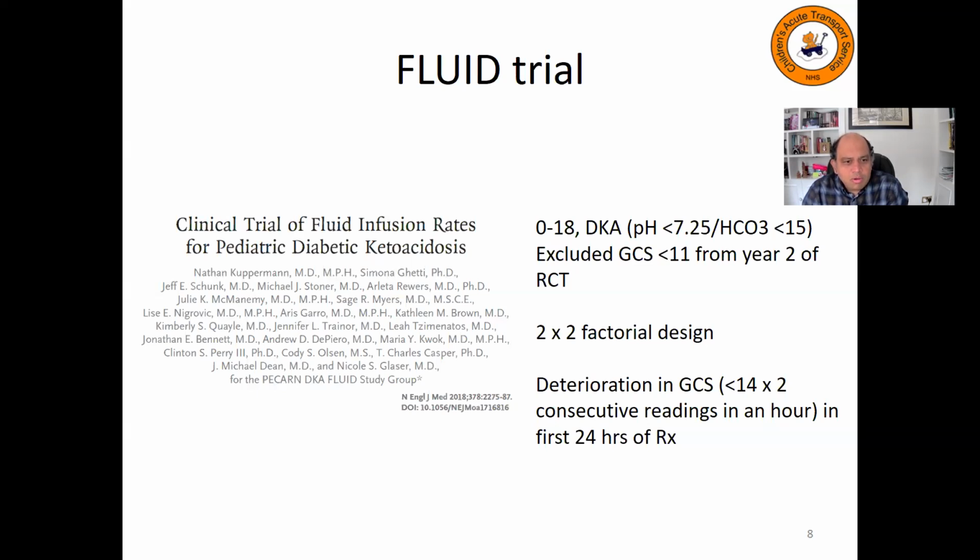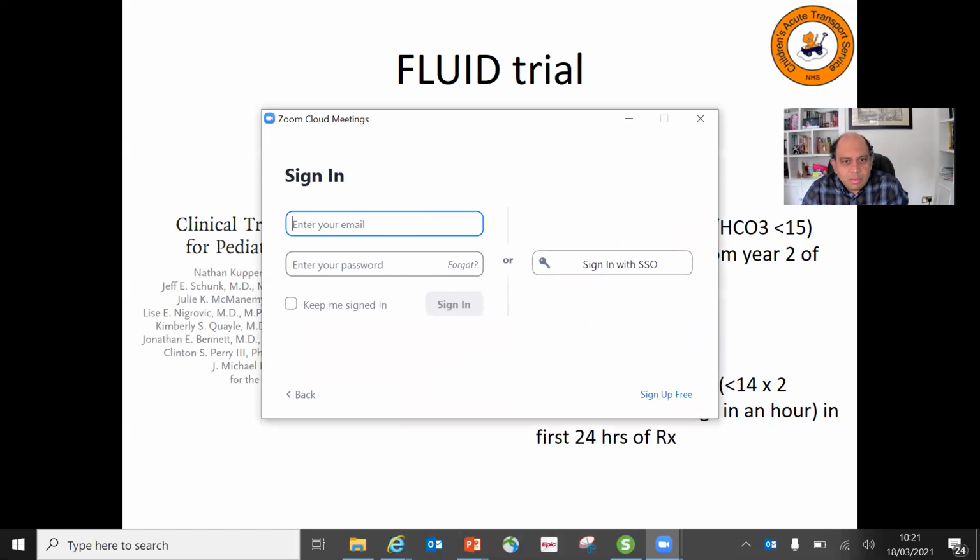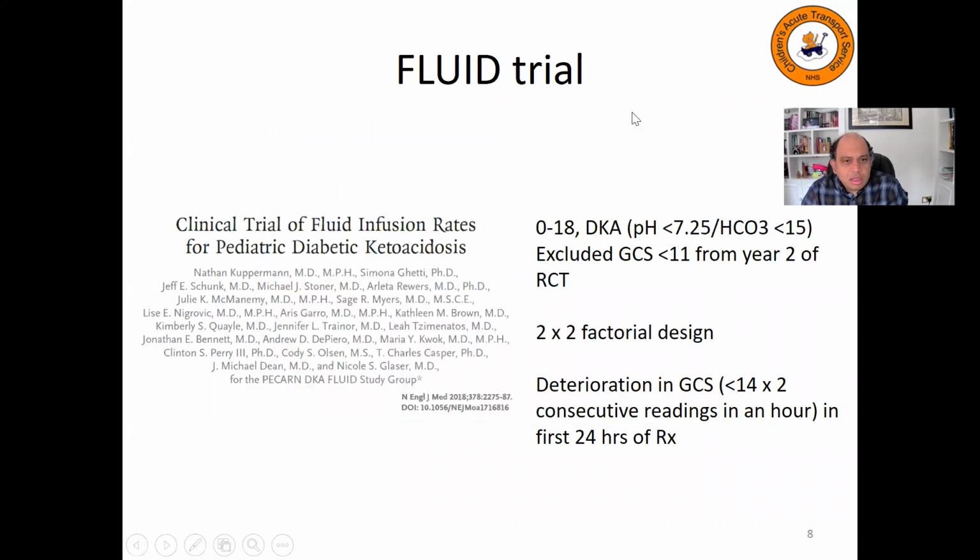But one of the reasons why more fluid has been advised is part of results that came from this trial. This is a fluid trial, the PECARN fluid trial, which was conducted in 13 emergency departments in the US, and was published 3 years ago in the New England Journal.